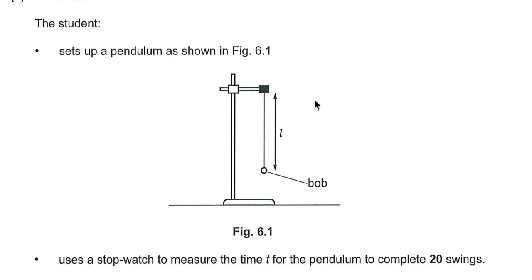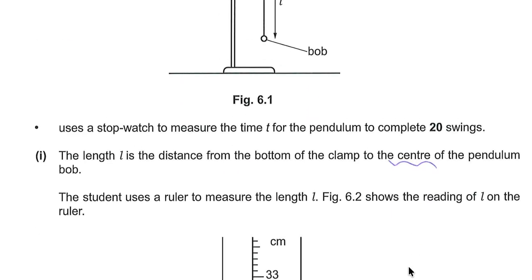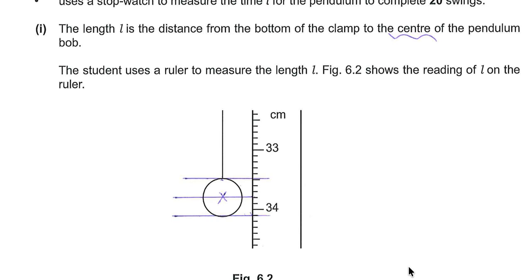So firstly, we're told we've got a pendulum. We're going to measure the time t to complete 20 swings. Really good technique and something that you should always do. I noticed there are questions sometimes which only measure one swing, and that's not okay because that will have reaction time as an error. We always measure for 20 and then divide by 20. So we're firstly asked to do some measurements.